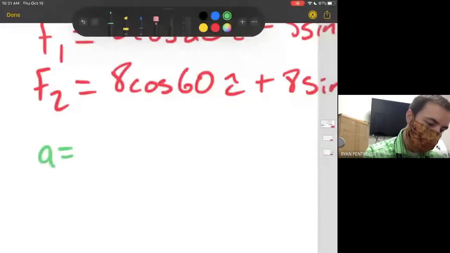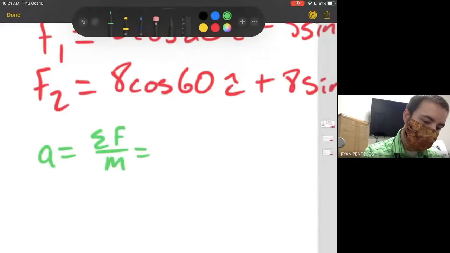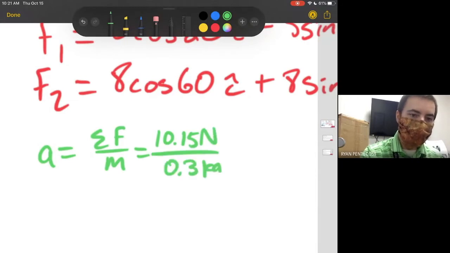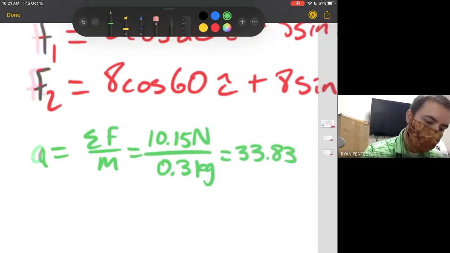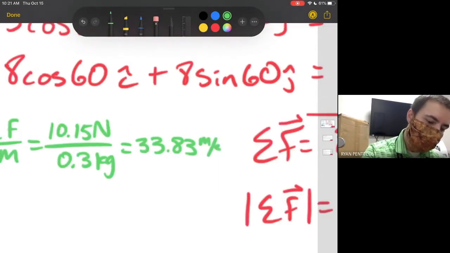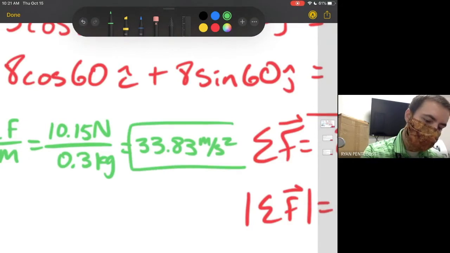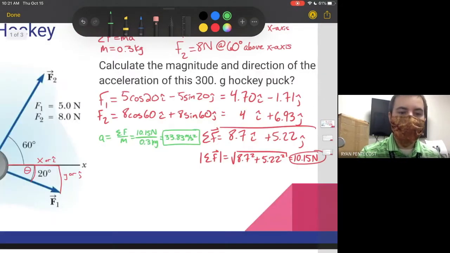Acceleration is summation of forces divided by mass. So we have 10.15 newtons divided by 0.3 kilograms, and that will give us 33.83 meters per second squared. Right there, okay? So that's the magnitude of our acceleration.